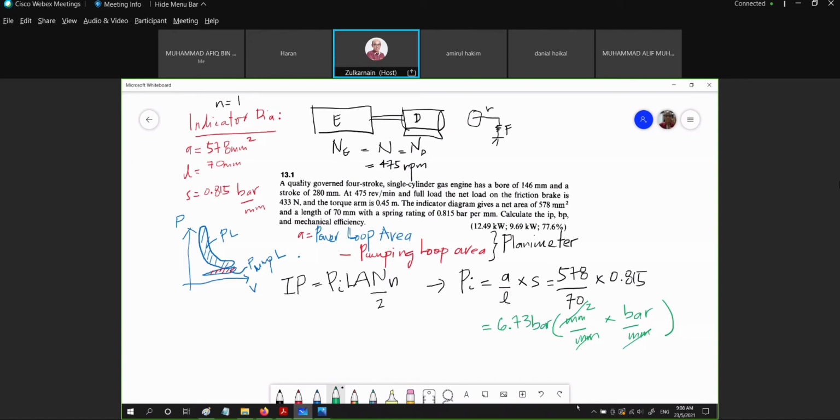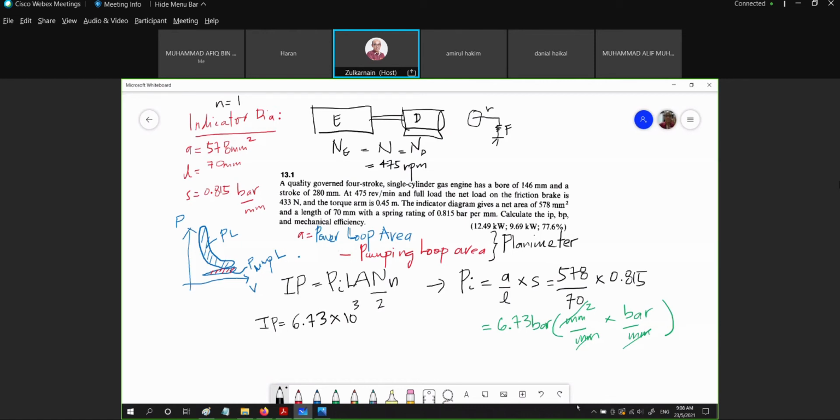Okay. So now kita masukkan dalam kita punya IP lah. So IP equal to PI kita 6.73. Okay, convertkan kepada kilo Pascal. Kena kali dengan 100. So kali 100 daripada kilo Pascal juga tukar ke bar. Bar tukar ke kilo Pascal.